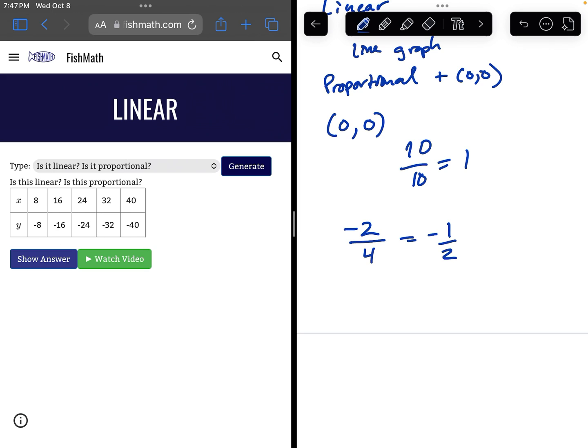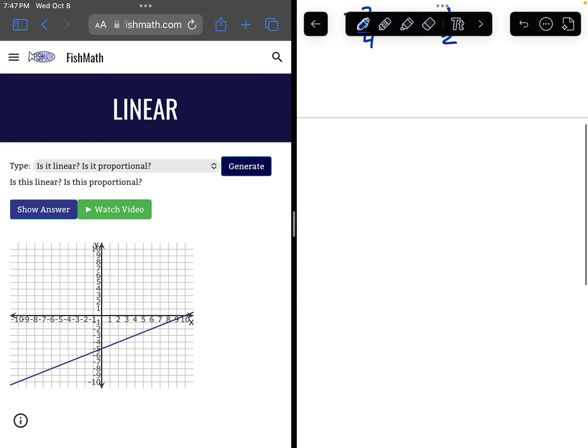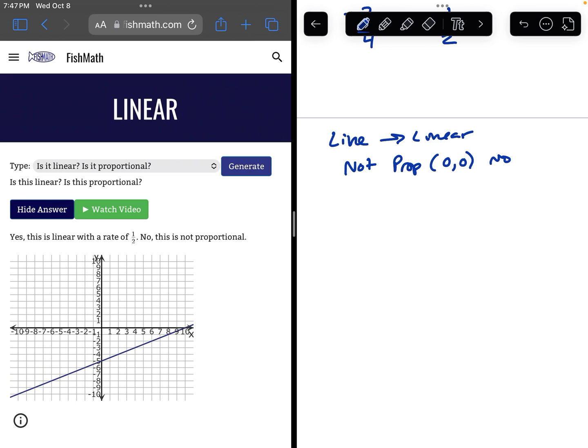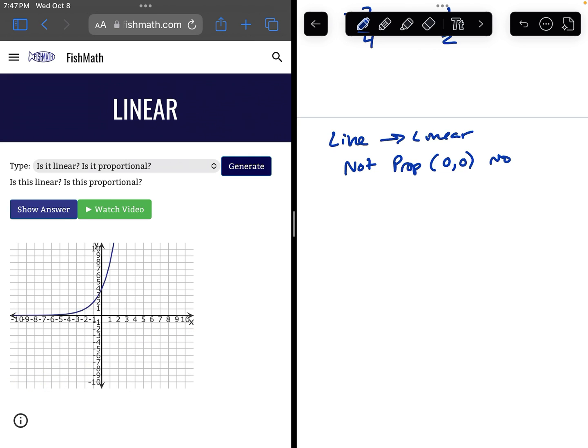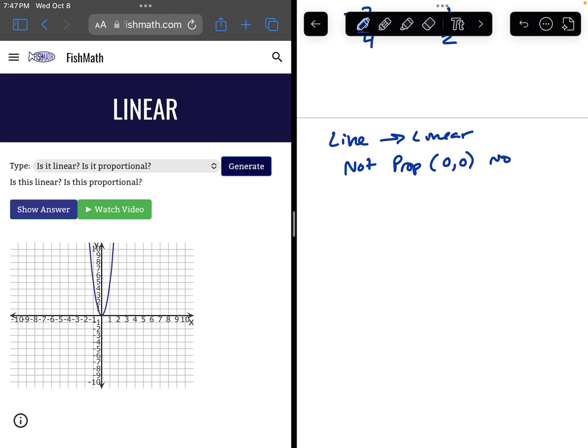Let's try a different one. Let's mix it up a bit. Let's try this graph. So this graph is a line, so it's linear, but it does not go through 0, 0, so not proportional. This one is not a line, it is a curve, so this is not linear or proportional. This one, again, not a line, it's curving, it's a U shape, so that's neither one.